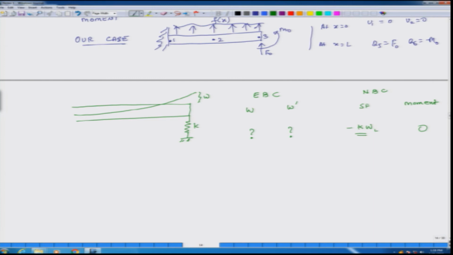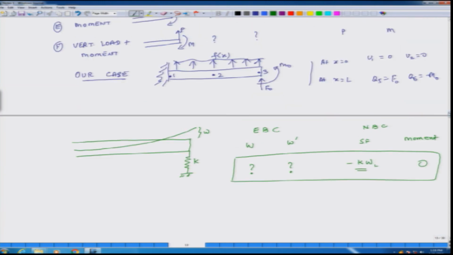Okay. So, we can apply these boundary conditions in our original equation. Suppose my beam was clamped at this end, then what are the boundary conditions we will apply? U1 is equal to 0, U2 is equal to 0, and then Q5 equals minus K times U5, and Q6 equals 0. These are the 4 conditions.